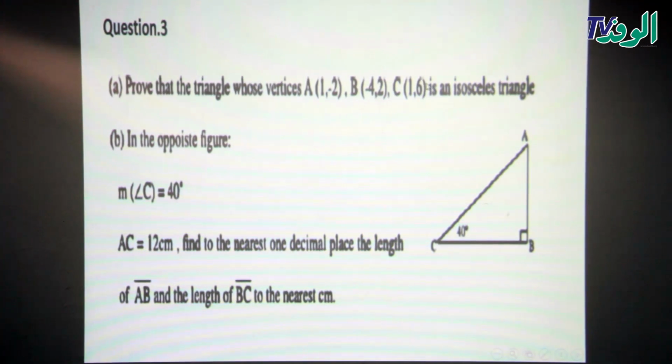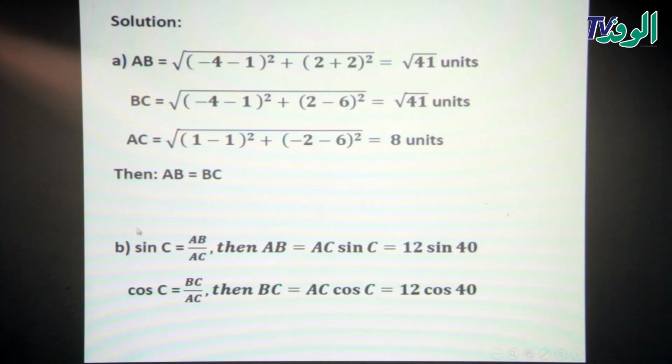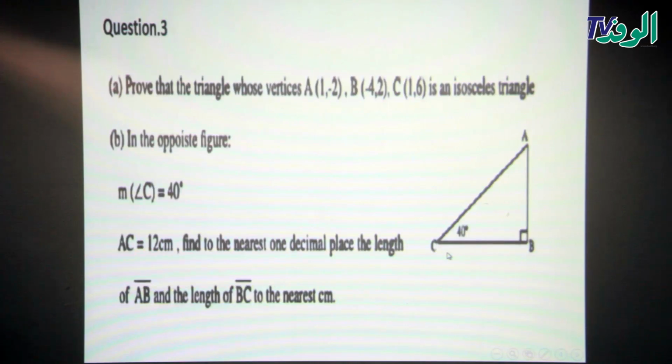Number B, in the opposite figure, measure of angle C is 40, AC is 12. Find to the nearest one decimal place the length of AB. لو هناخد بالنا هنا حبايبي AB is opposite to angle 40 and we have the hypotenuse. Then we can use sin C equal AB over AC and AB equal AC times sin C, though it's 12 sin 40. Use calculator to find it to the nearest one decimal place.